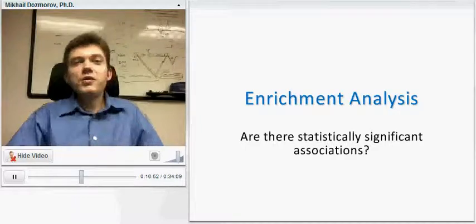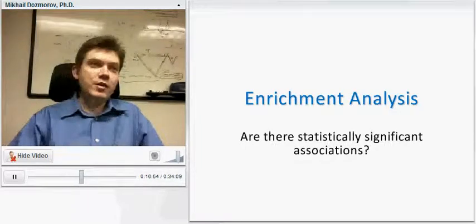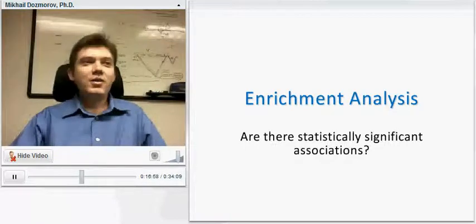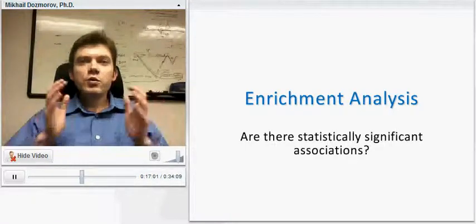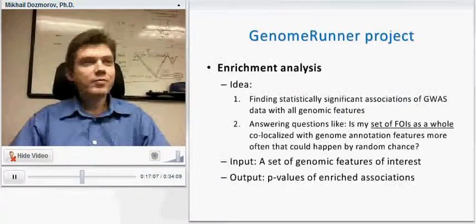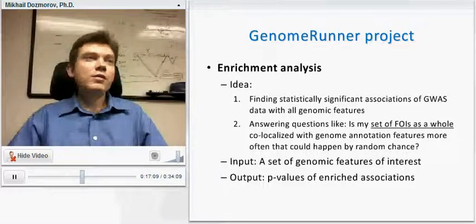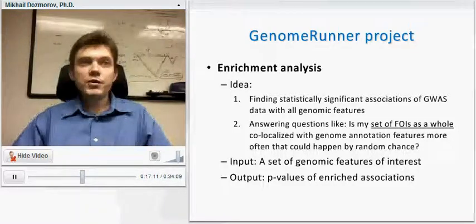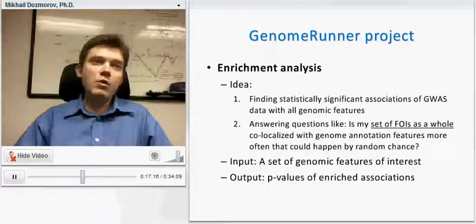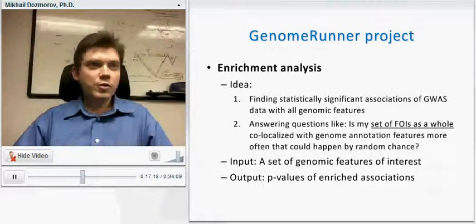Now, the more interesting analysis: enrichment analysis. Enrichment analysis can tell us an answer. Are those overlaps, those co-localizations of our features of interest, statistically significant? The idea behind enrichment analysis is to find statistically significant associations of GWAS data with all available genomic features.